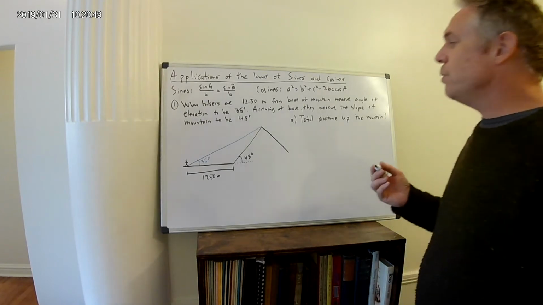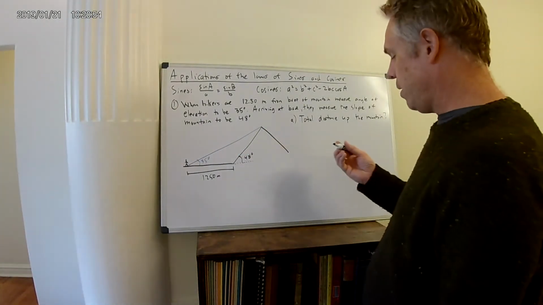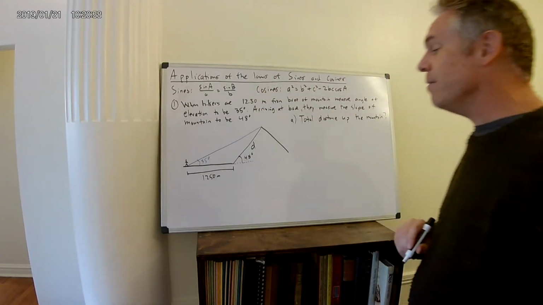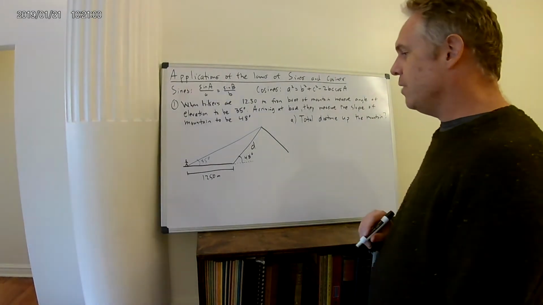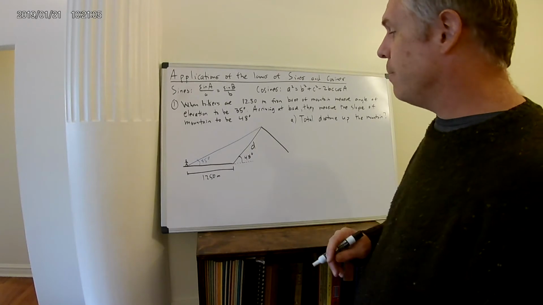Okay, the first thing I'm going to do is label, if you notice here we have a triangle, a non-right triangle here. I'm going to label this side as d. Okay, that's d. And I want to determine d. I want to determine how far they have to hike up the mountain.